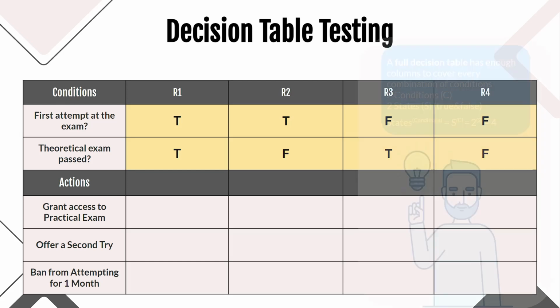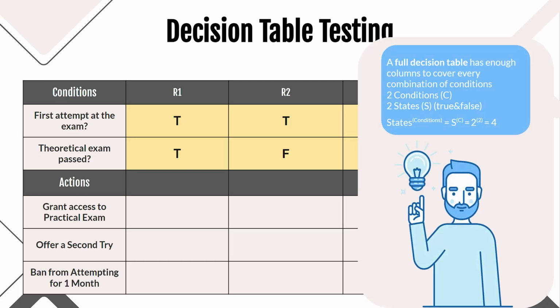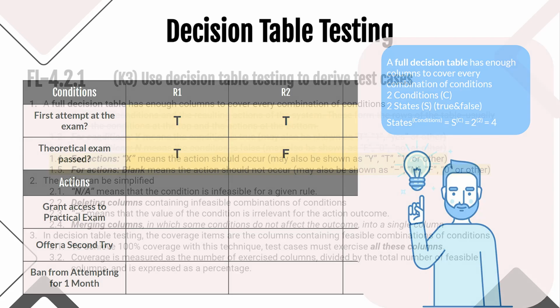If there were 3 conditions, then there would be 8 combinations. If 4, then 16. We'll talk about the formula a little later in this video. Let's move on to the next step.